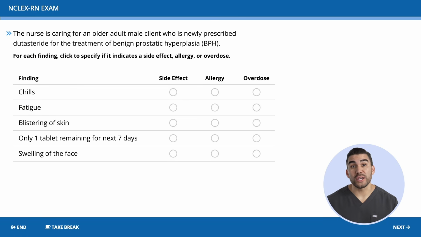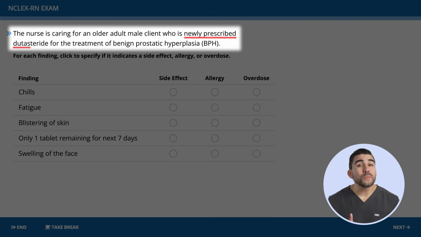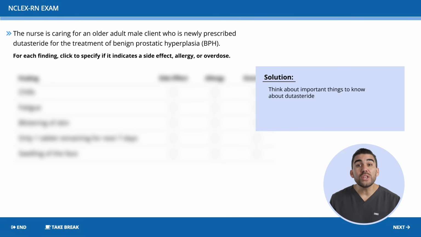So let's break down this question. For each finding, click to specify if it indicates a side effect, an allergy, or an overdose. The problem here is the newly prescribed Dutasteride for BPH, benign prostatic hyperplasia. So for the solution, before looking at the options, what do you know about this new medication, Dutasteride?